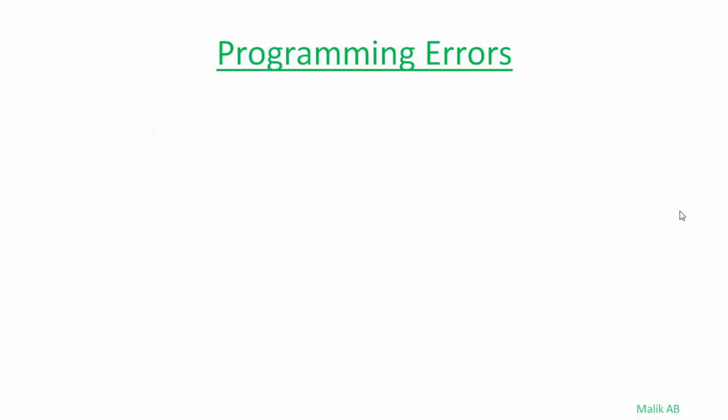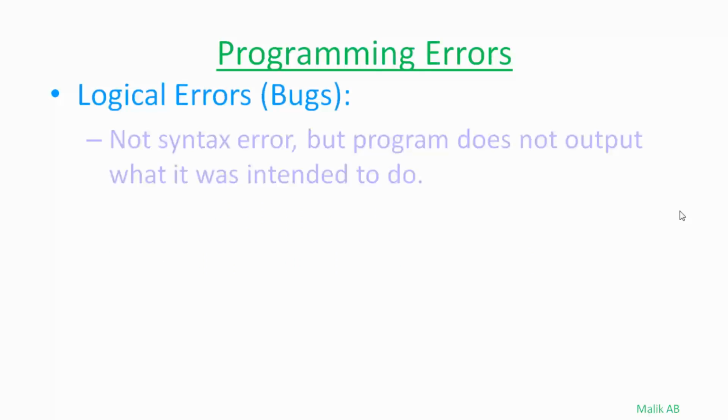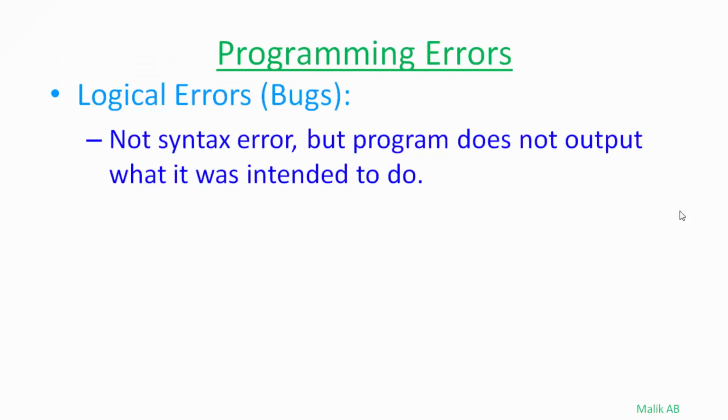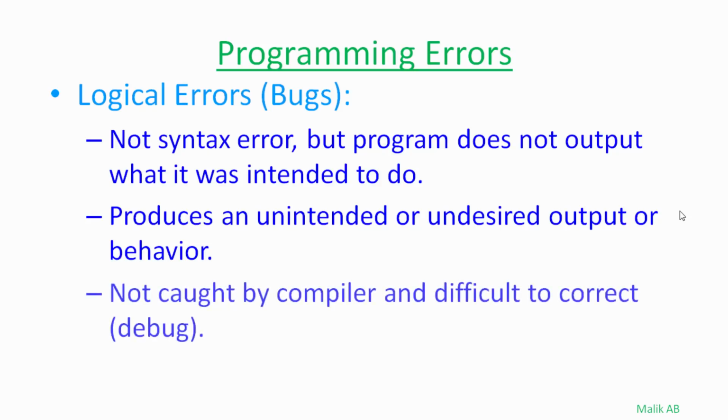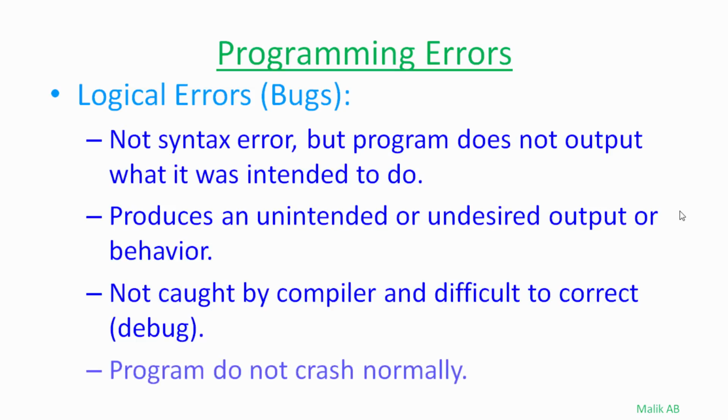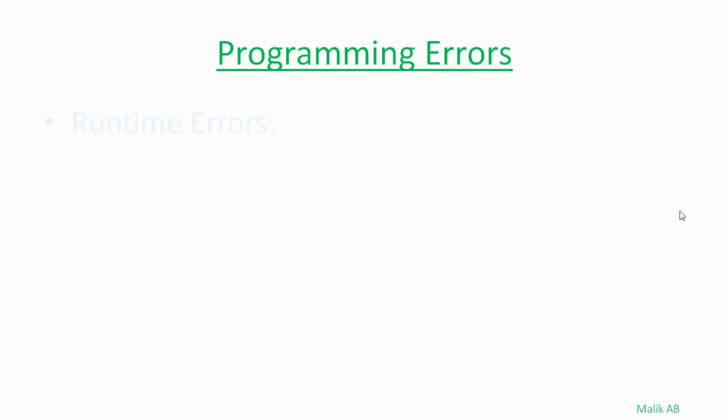Second type is logical errors, also known as bugs. These are not syntax errors. It means that our program will be compiled successfully, and this is a bad thing. Why is it a bad thing? Because our program will be compiled successfully, but it will not produce the desired behavior or output, and it will produce undesired behavior or undesired output. These are also known as bugs. These are not caught by the compiler and are difficult to debug, and the program does not crash normally due to logical errors.